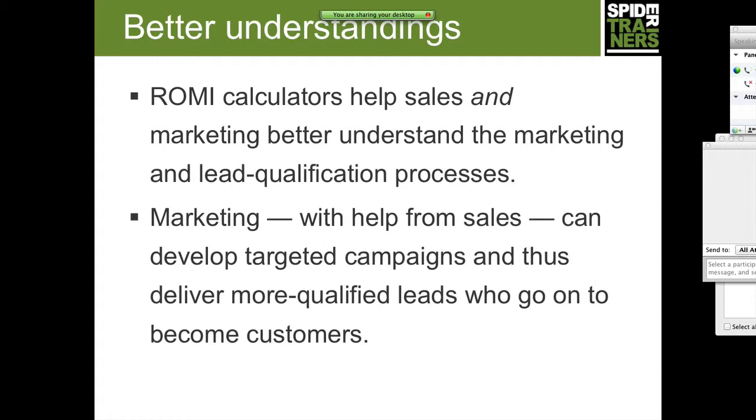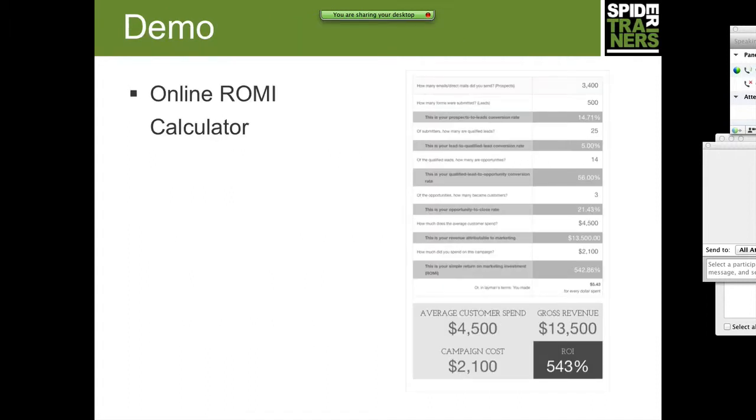ROMI calculators will help you and the sales team better understand the marketing and lead qualification processes. So not just at the point where they become qualified, but also the marketing that got them to be qualified. It'll also help you develop a more targeted campaign that is creating that type of qualified lead.